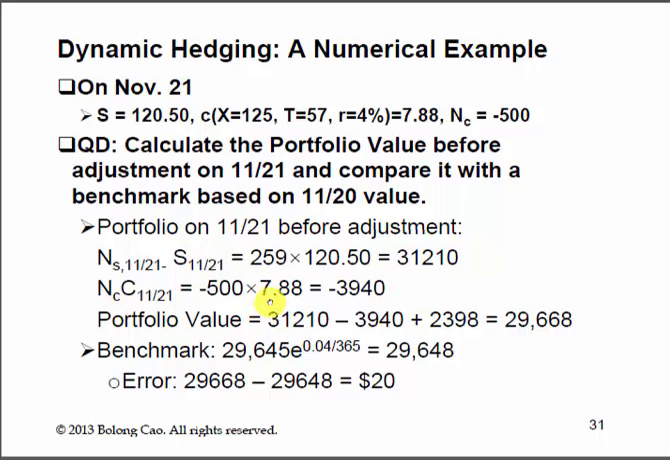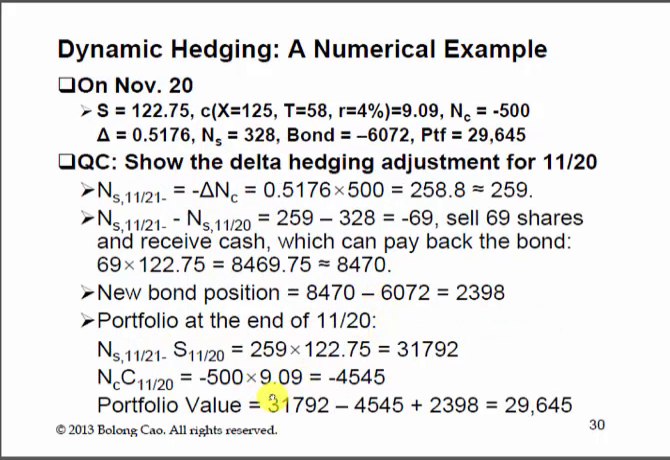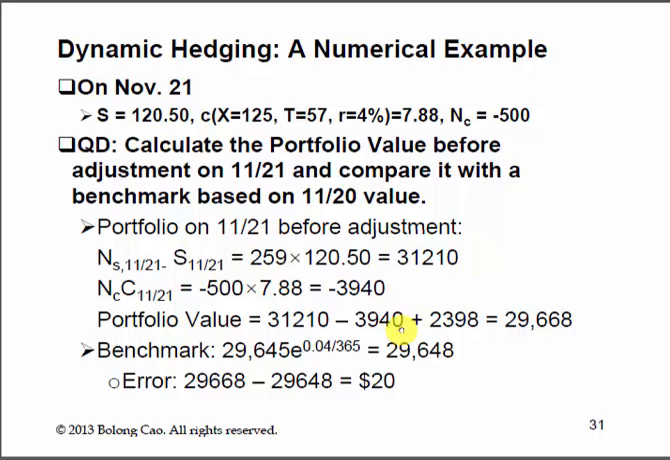On the written call, the call has decreased in value again, so we actually have a reduction in the liability. The liability side is smaller. It's only $3,940. Before we have $4,545, right? Now it's $3,940. The bond position, as I have said, has just grown very little. So you add things up, you got $29,668. That's only $20 difference from the projected value.